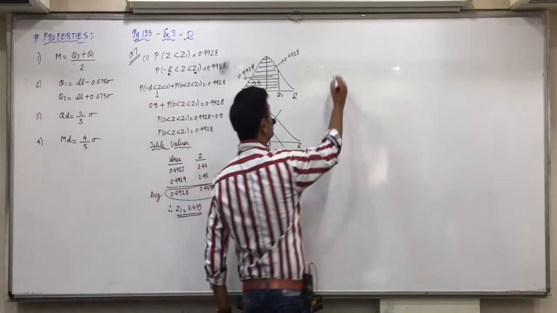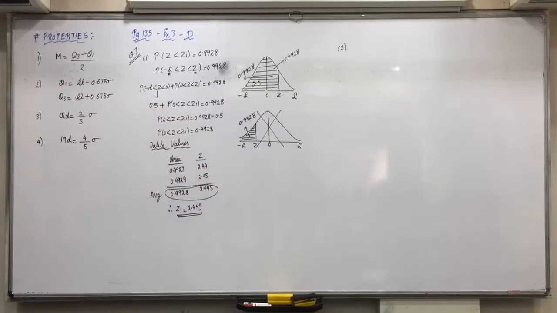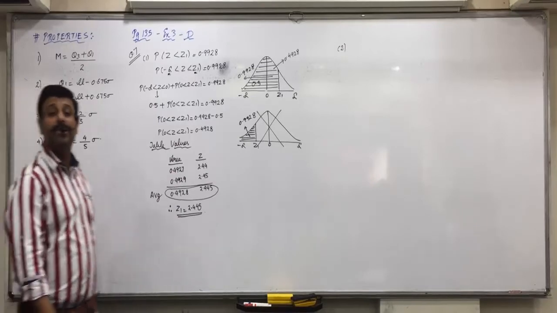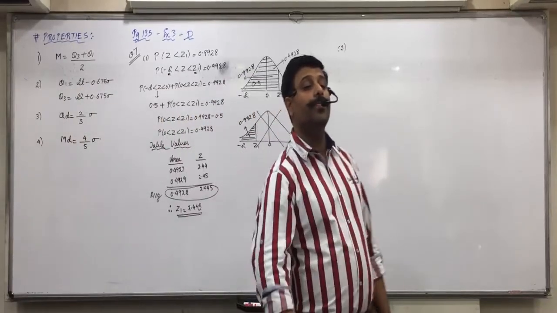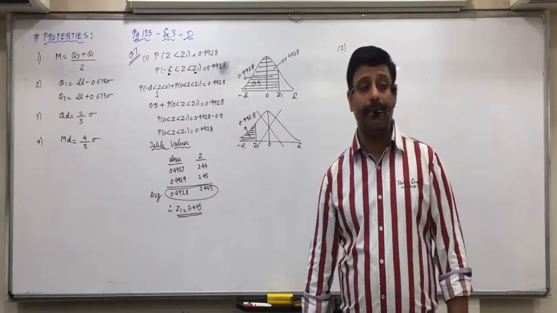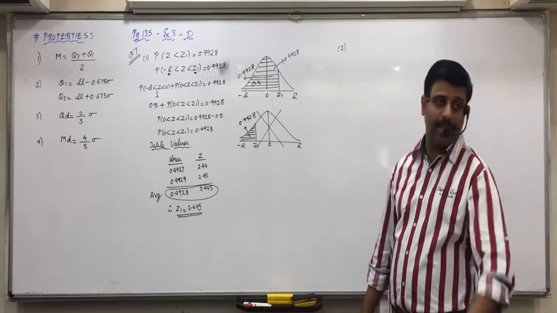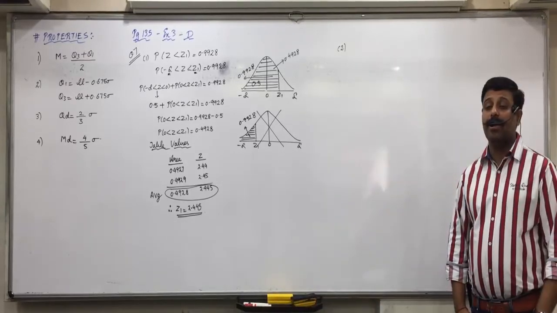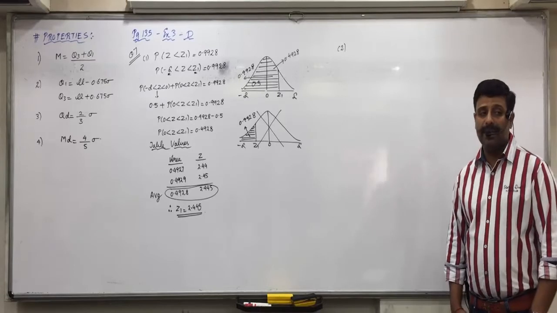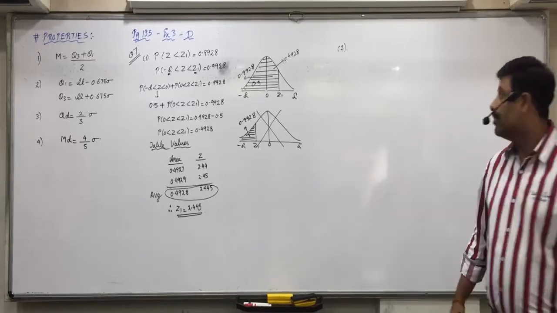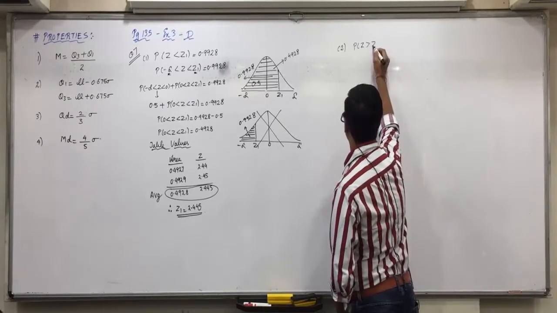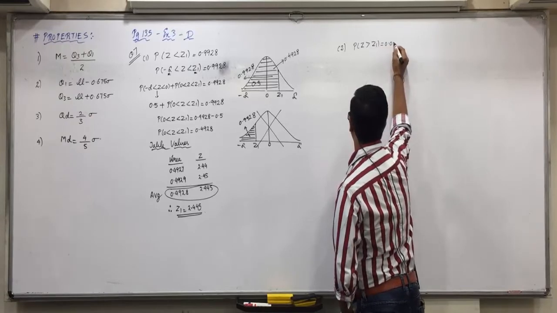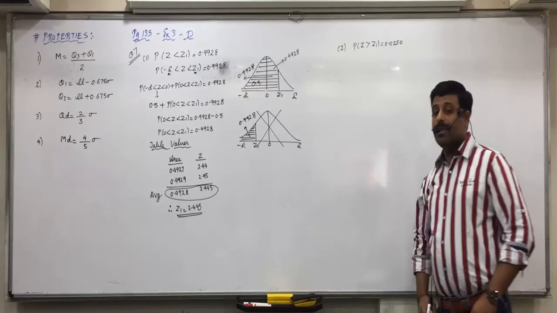Now, second sub question. Area to the right of z1 is 0.0250. So how will we write it in symbols? Area to the right of z1 is 0.0250. How will we write it? Yes, right of means more than. P of z more than z1 is 0.0250. Did everyone understand this?